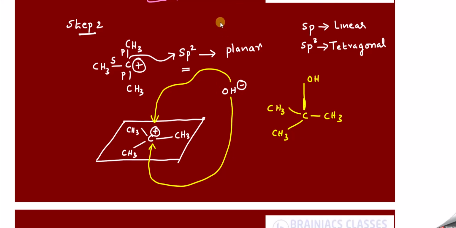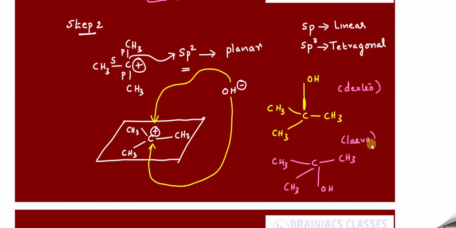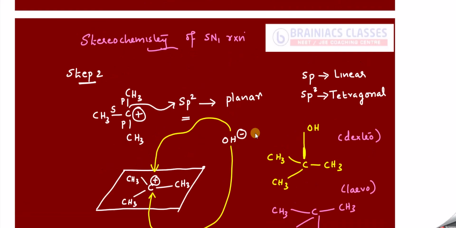Suppose it is coming from the bottom. In that case, we will get a compound like this: CH3, here C, CH3, and another CH3, and you have OH like this. Suppose this compound is optically active, then one coming from the top will be dextro and the other will be levo, correct? Because one is from the top and the other is from the bottom, the rotation will be different in both cases.